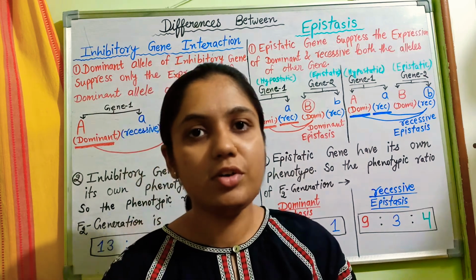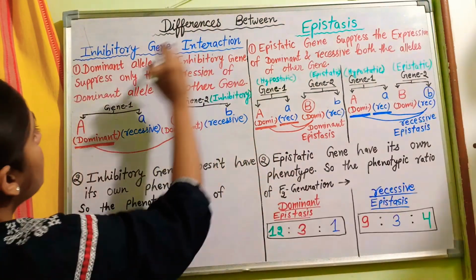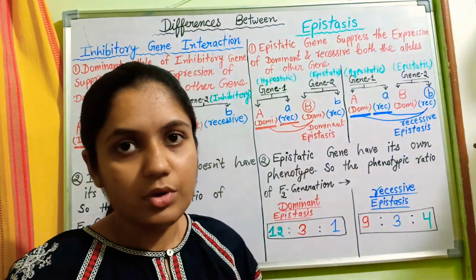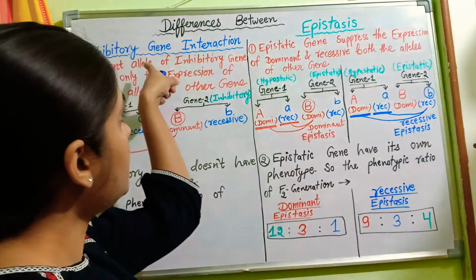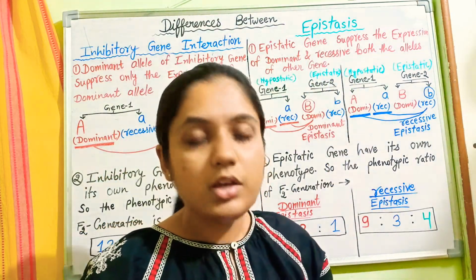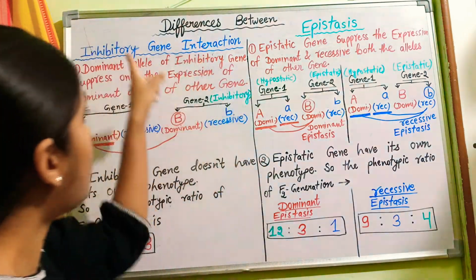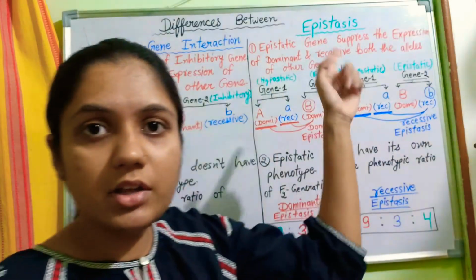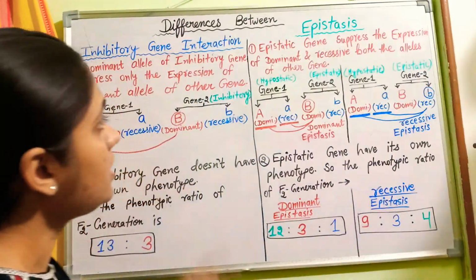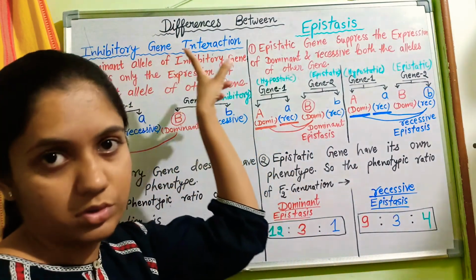Okay, in this video we will discuss the differences between inhibitory gene interaction and epistasis. You know, inhibitory and epistasis are both gene interactions, and in previous videos I have already discussed the inhibitory gene interaction and epistasis in particular. So you can watch those videos, and in this video we will discuss the differences between the two.